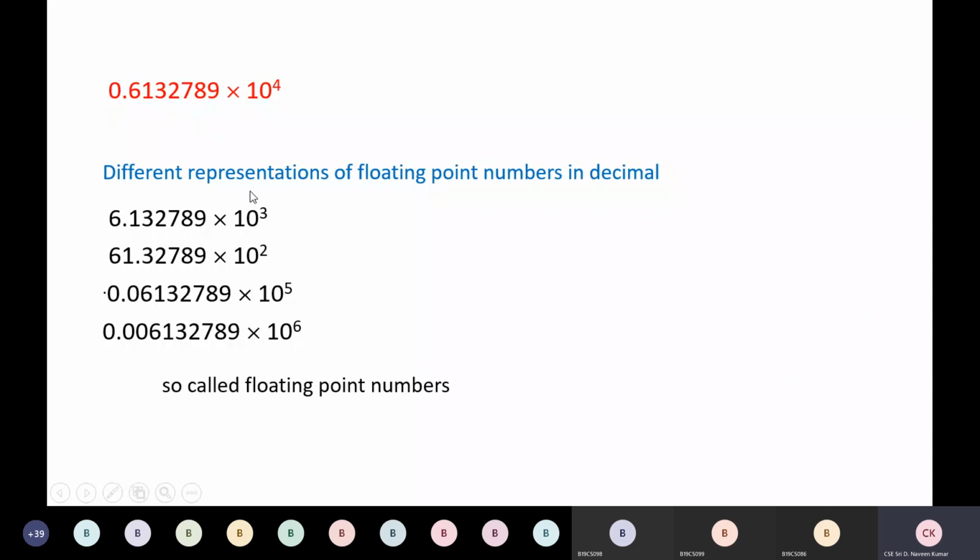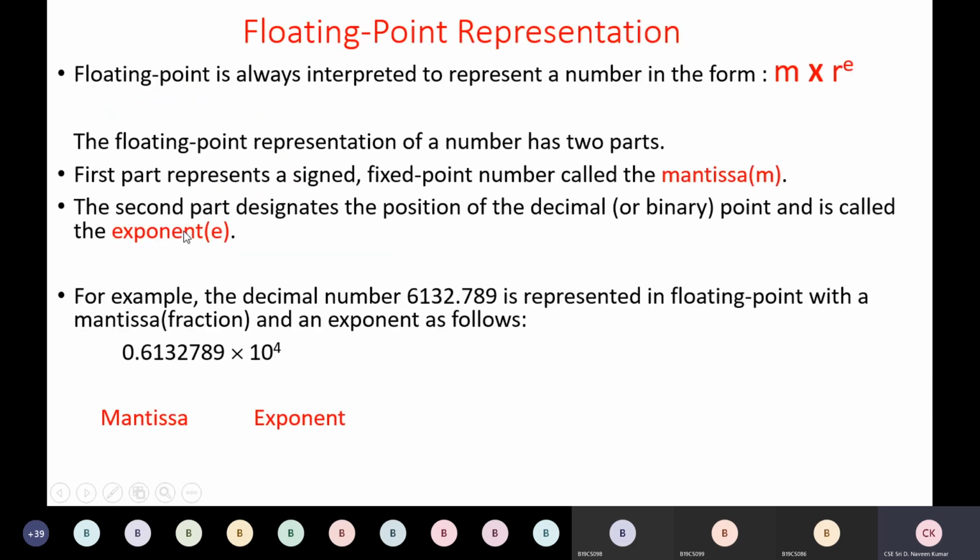Okay, if we take another 10 and multiply, you can see from the 10 cube, the point shifts towards this one. It becomes 61.32789 into 10 square. Similarly, if I divide by 10, you can see it shifts towards the left, 0.06, into 10 to the power of 6. So based on the exponent, the decimal point is changing. That is what we had discussed in this.